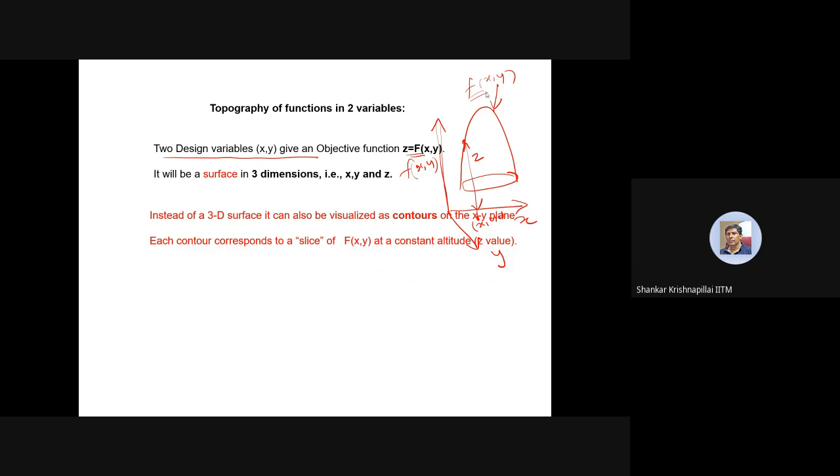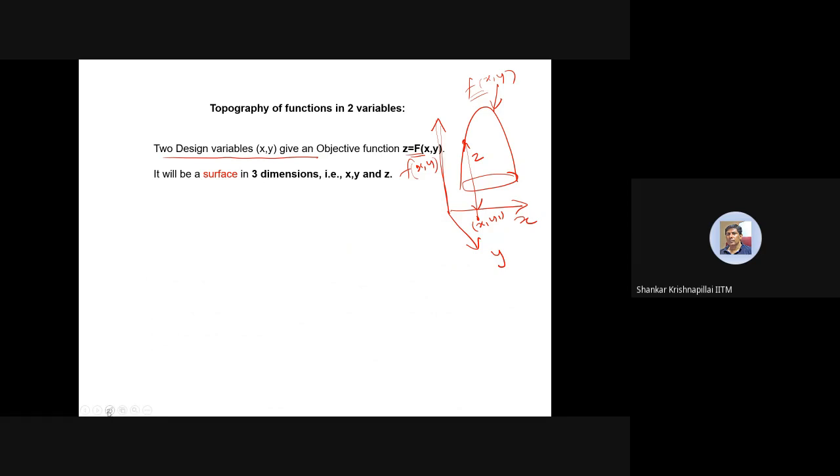Then instead of a 3D surface, it can also be visualized as contours of the function projected on the xy plane. Contours are obtained by slicing the objective function at various heights.